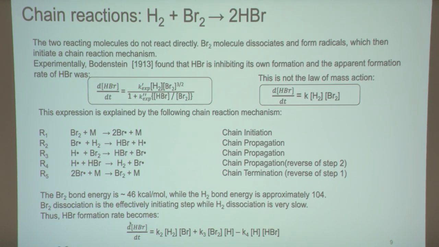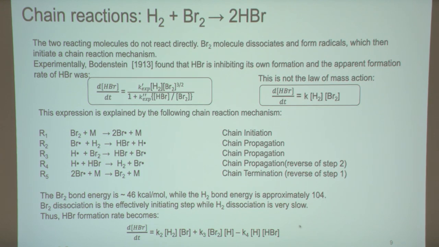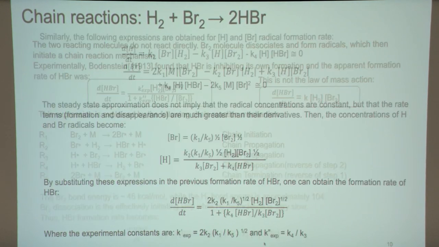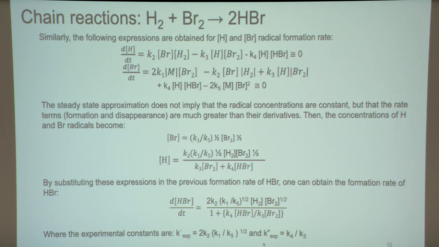Now you can start to write the rate of change of the hydrogen bromide concentration with respect to time, the product. It's K2 times H2 times Br, because hydrogen bromide is formed in reaction 2. It's formed in reaction 3, so you have this equation. And it's consumed in reaction 4, which is the reverse of reaction 3. So minus K4 times H radical concentration times HBr. And then everything is the same, just like I showed you for acetaldehyde.